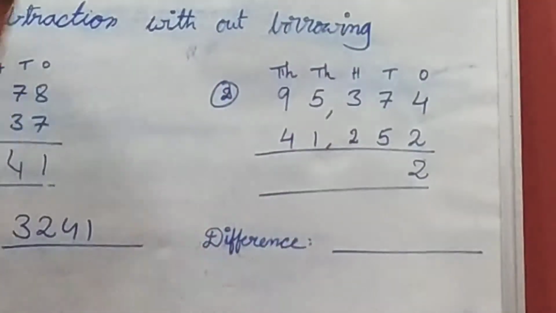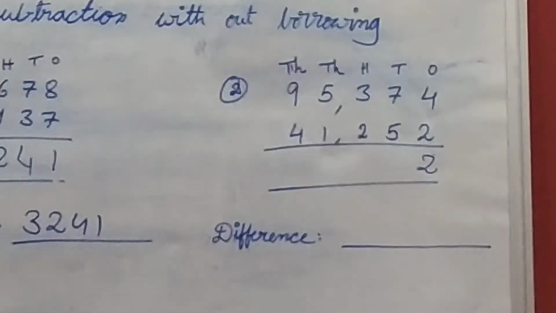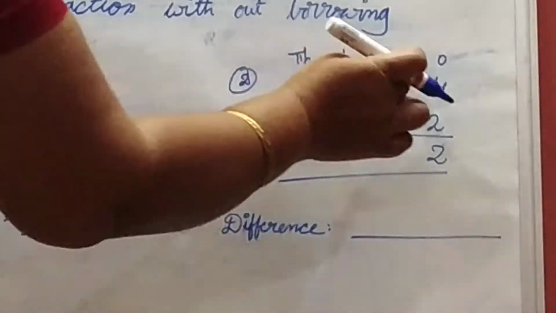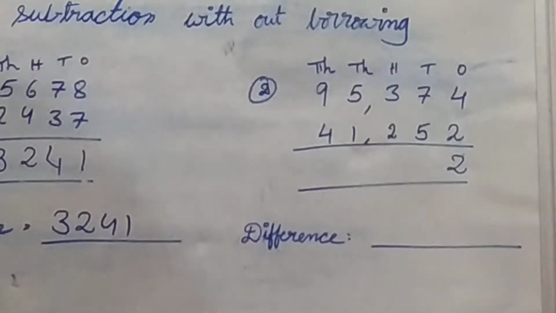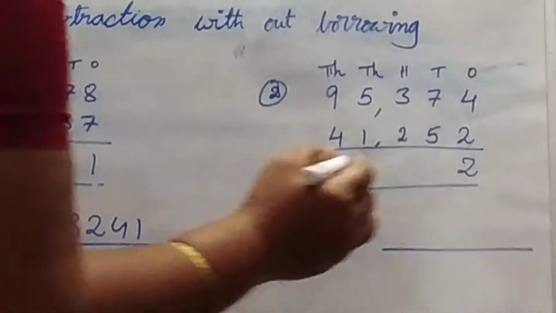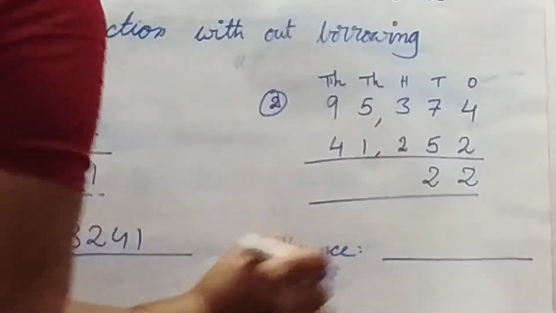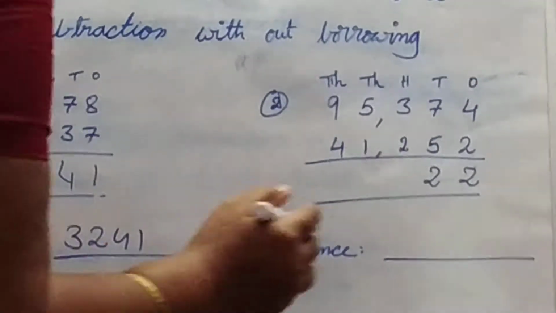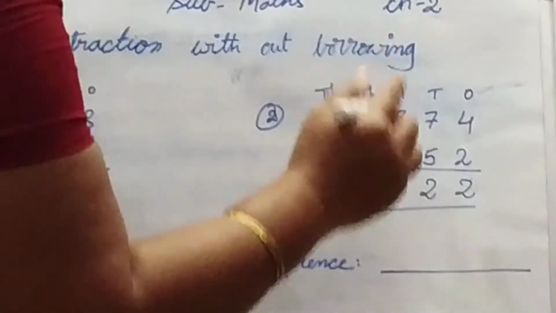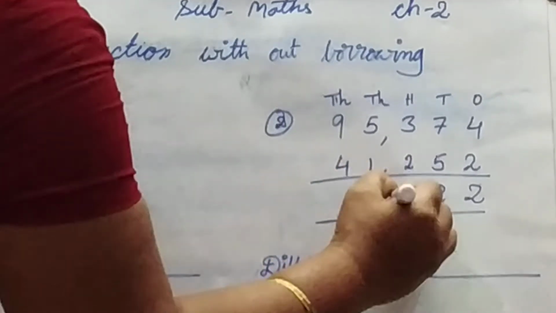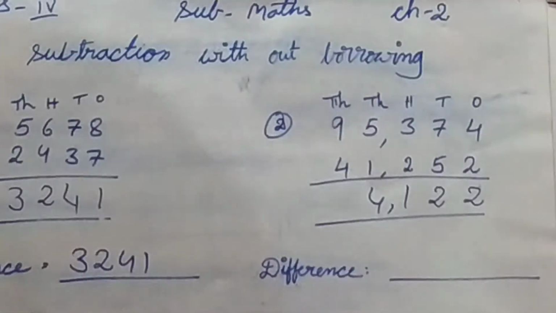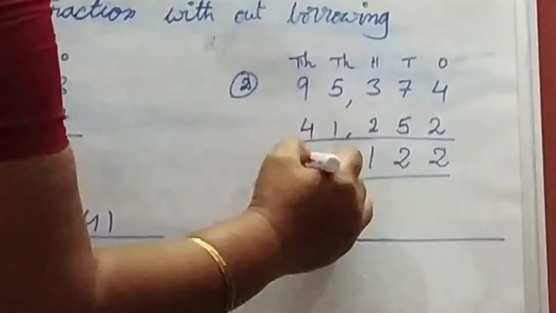And write in the same row, children. Don't make it this side and that side. Next, 7 minus 5. Open 7 fingers, close 5 fingers. The answer is 2. 3 minus 2 is 1. 5 minus 1 it is 4. And 9 minus 4 it is 5.